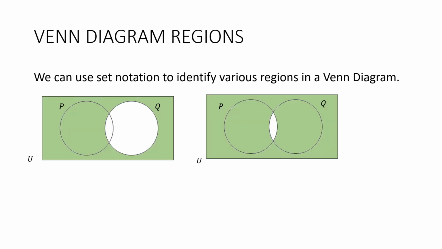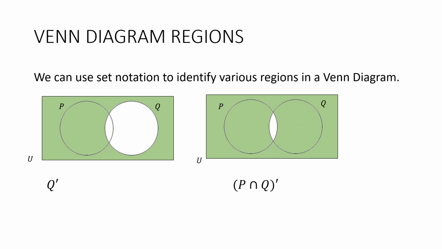Now we can use set notation to identify various regions in a Venn diagram. So have a look at this first one here. This is everything except for Q. So this is the complement of Q. We write Q prime. Here we have everything except for the intersection between P and Q. So we can put P intersection Q in brackets and then do the complement of that.